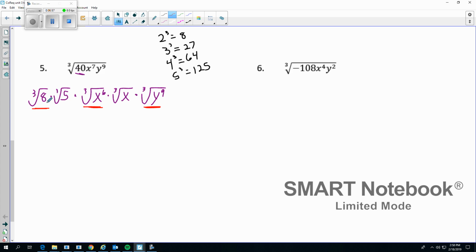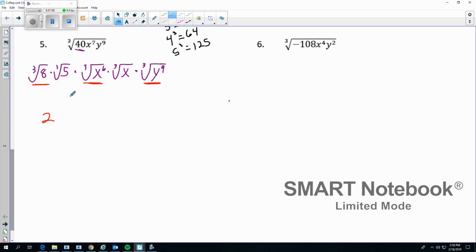And so the cube root of 8 is 2. And then the cube root of x to the power of 6, that's actually going to become x squared.